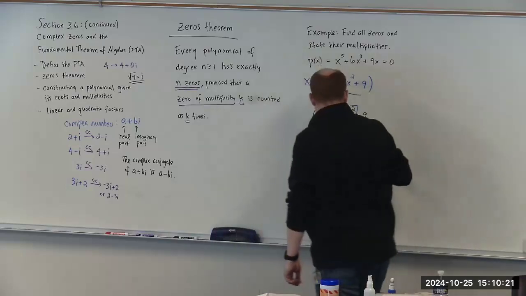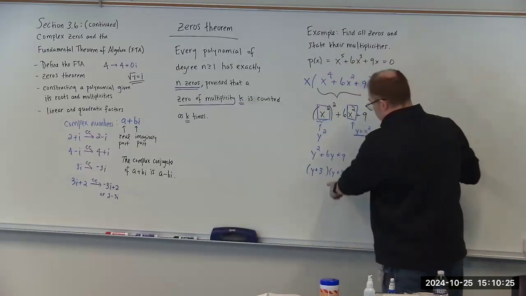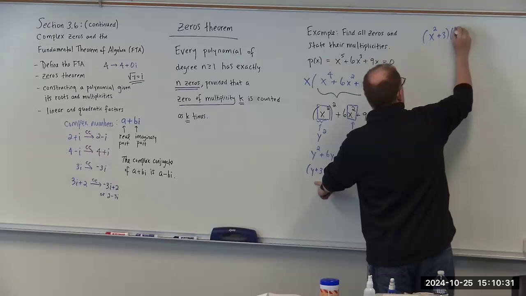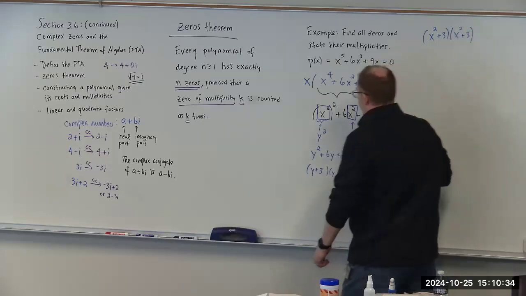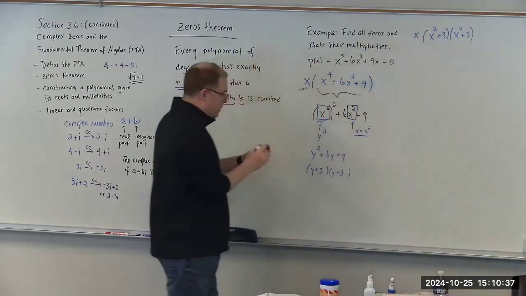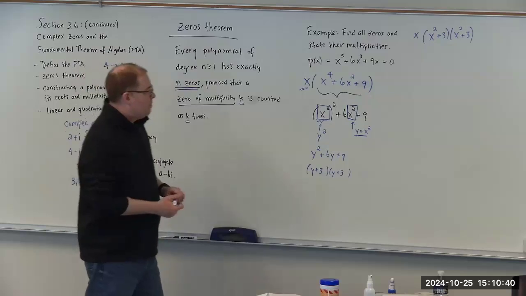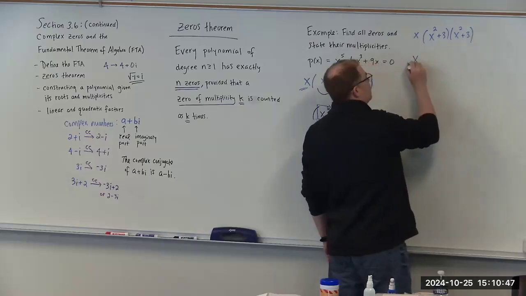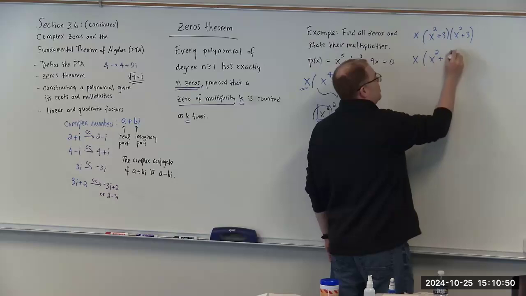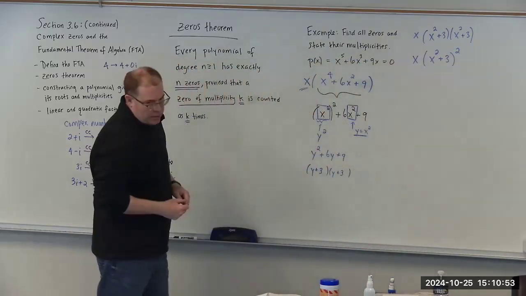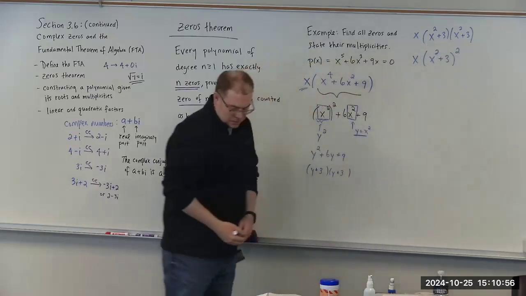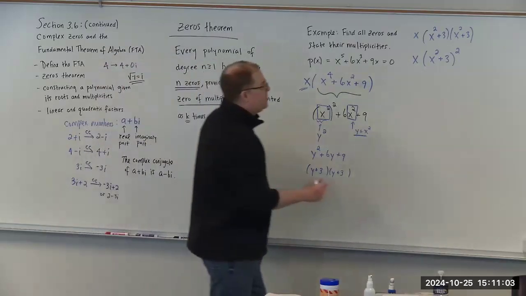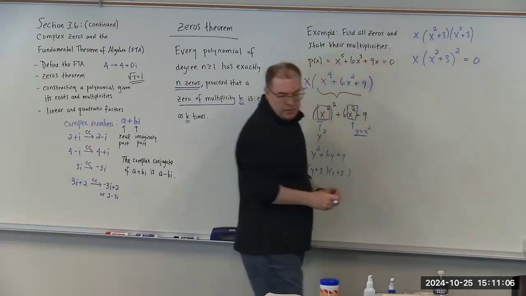But remember that we're working with y equals x squared, so we're going to replace y with x squared. This becomes x squared plus 3 times x squared plus 3. And don't forget our x, we had an x there. So basically now this is the same as x times x squared plus 3 squared, because we have two of them. Now we set this equal to 0, and then we solve.